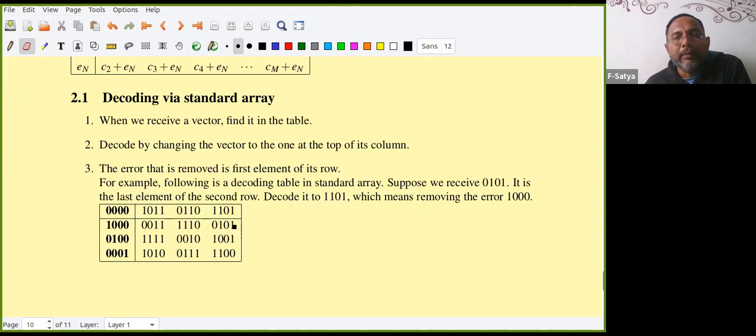But what are the problems here? I receive a word, then what do I have? Before that, what do I need to have? I need to have the table, the standard array. But the standard array we can build with a polynomial time algorithm. But we need to search. This is a very small problem, but in the earlier case we need to search in which row, which column it is. Which row it is at least is sufficient. So that is a very tough problem. As n increases, it becomes very large. That's why this is also not much useful.